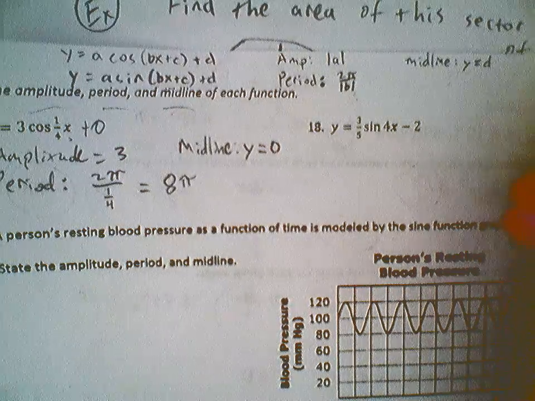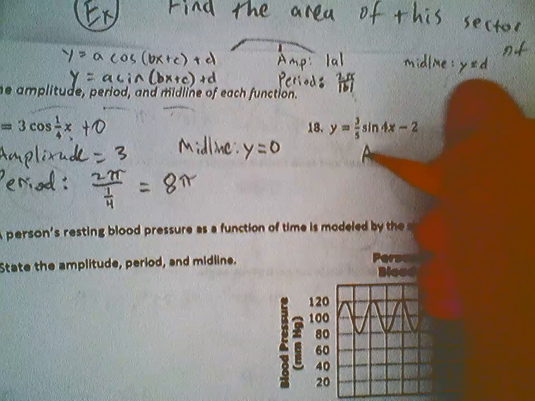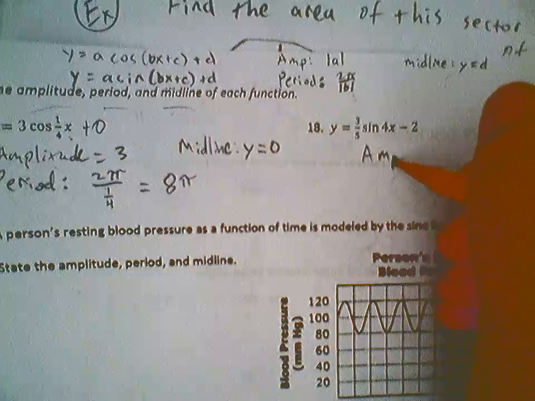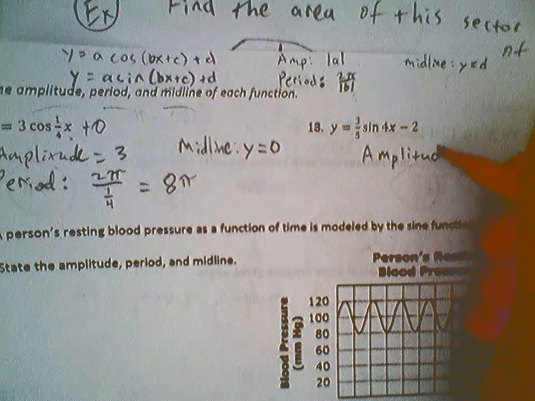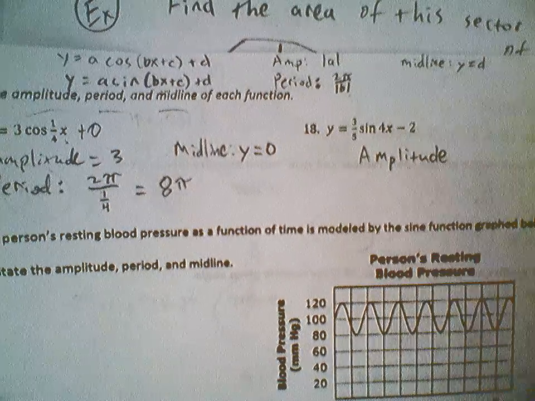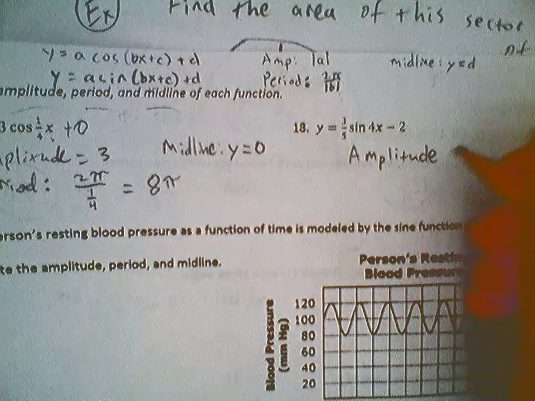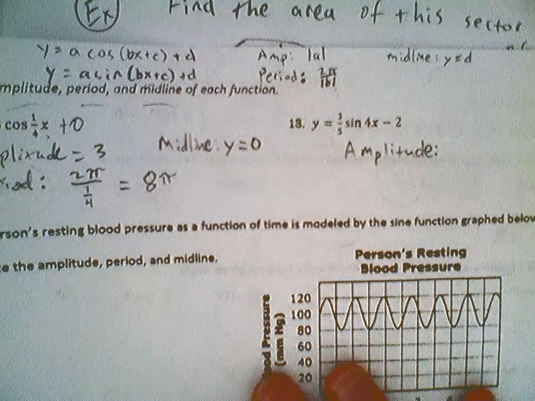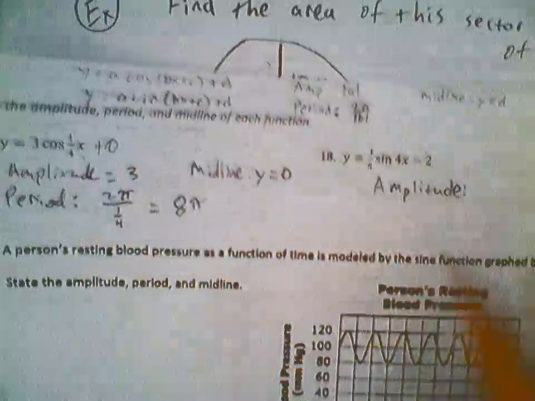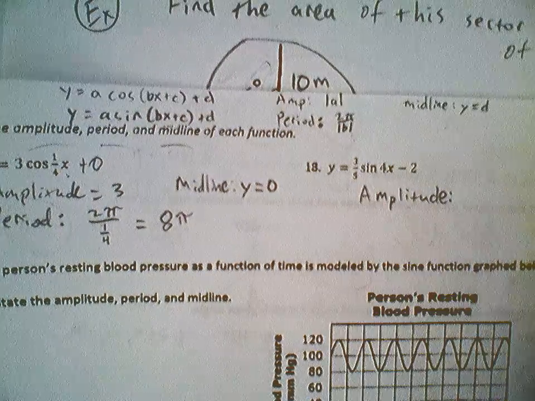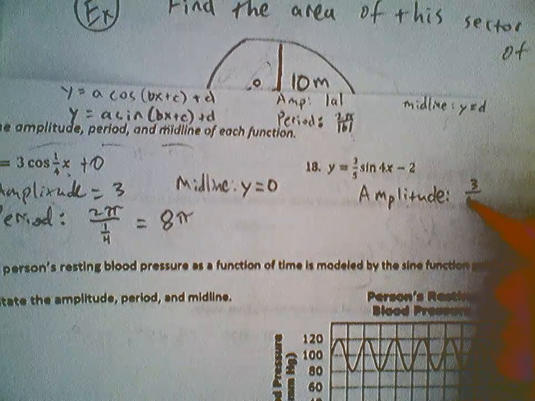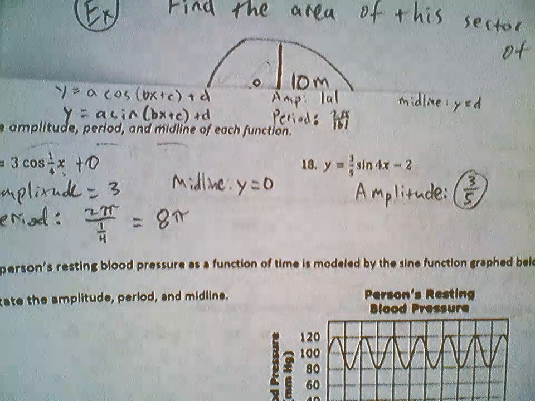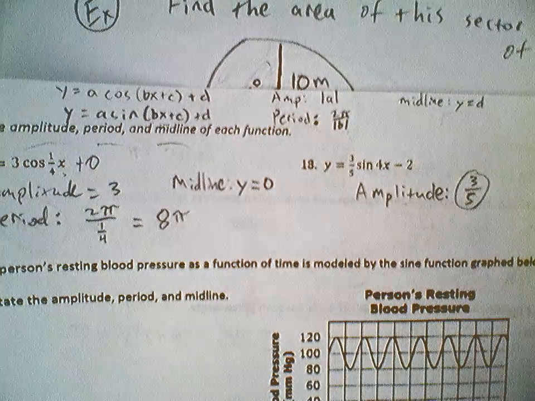Alright, let's do the same thing for the sine function. Again, regardless of whether it's sine or cosine, it doesn't change how you find these things. So for amplitude, again, we're looking at that number in front, so 3/5. It's positive, so I just leave it alone. So my amplitude is 3/5.